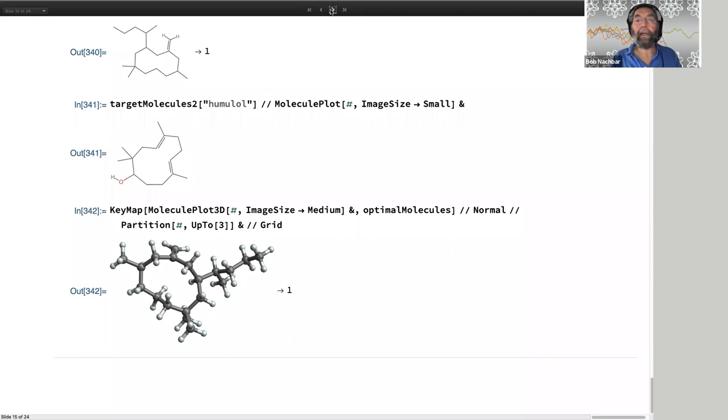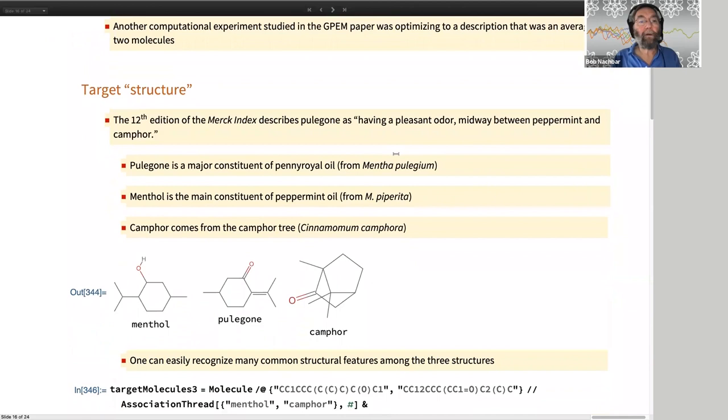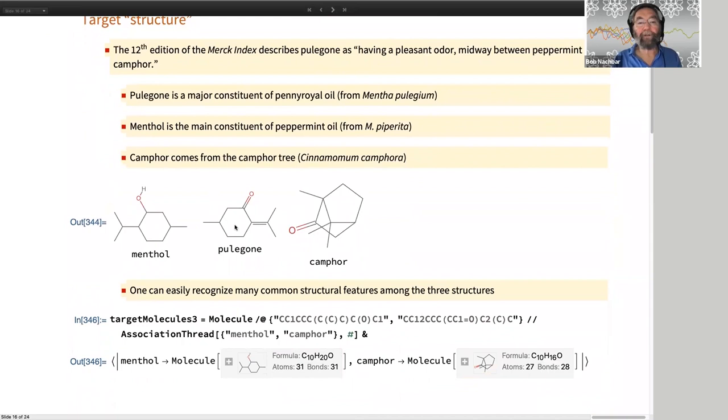And so the last experiment that we did was looking for an average structure. This molecule, pulegone, was described as having a fragrance midway between menthol and camphor. So I thought at the time this would be a good experiment to try to find something based on an average structure.